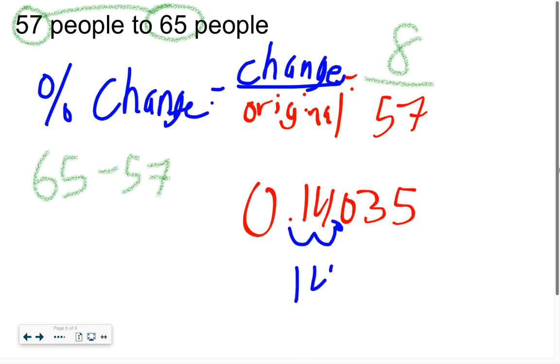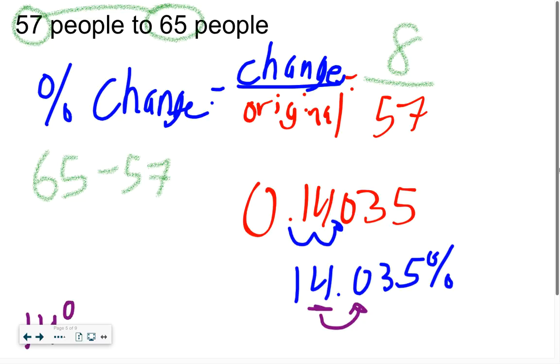So this is 14.035%. A lot of times, the book or the worksheet will tell you to round to the nearest percent. Rounding to the nearest percent just means taking a look here, and we're at 14. Look back one. We're going to round up to 15 or stay at 14. In this case, we're going to stay at 14%.